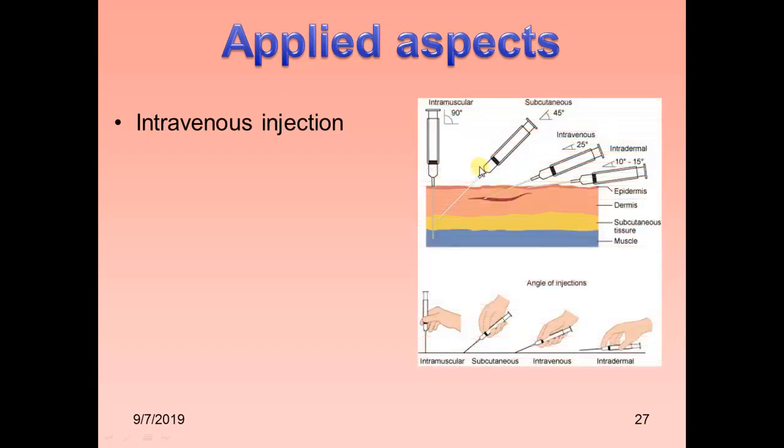So applied aspects of veins, mainly intravenous injection. When you want to inject certain dyes or drugs, then naturally what happens? It is given into veins. Here you see different types of injections: subcutaneous, muscular, intravenous, and intradermal injection. The angulation of the needle has to be taken care of so that you perfectly inject into the vein.